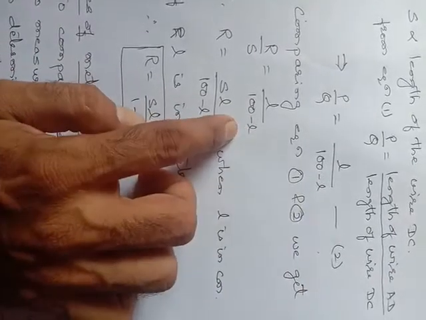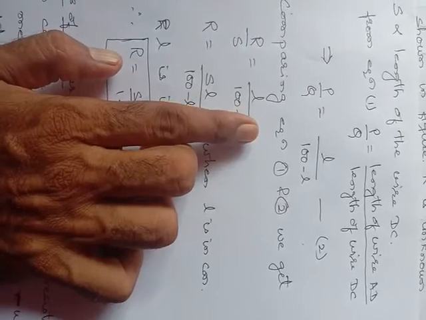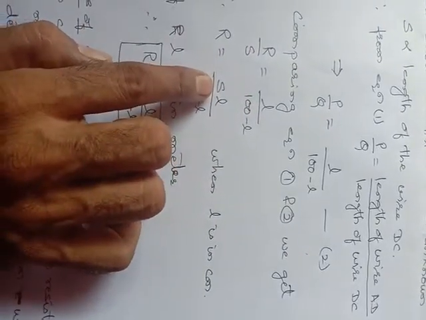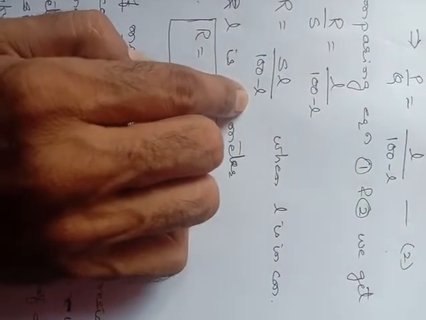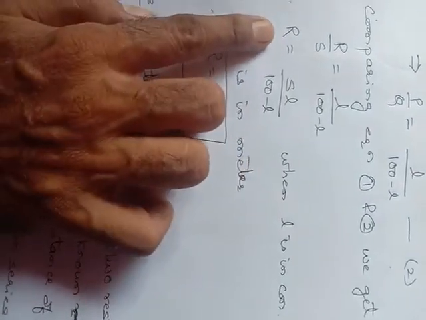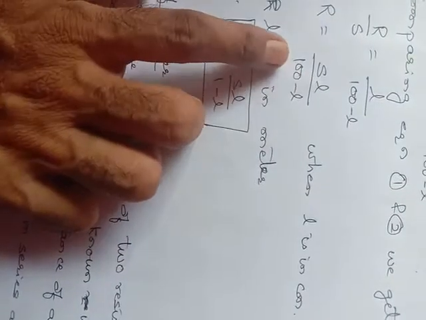Comparing equation 1 and 2, send this S to the other side. If you send this S to the other side, R will become S into L divided by 100 minus L. So the unknown value of resistance R is given by SL divided by 100 minus L.